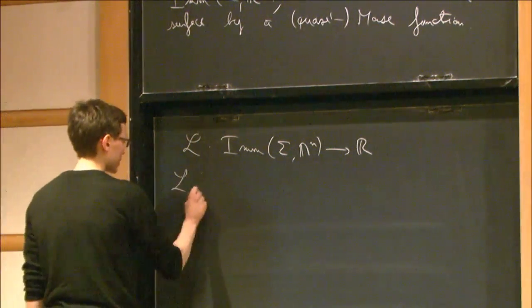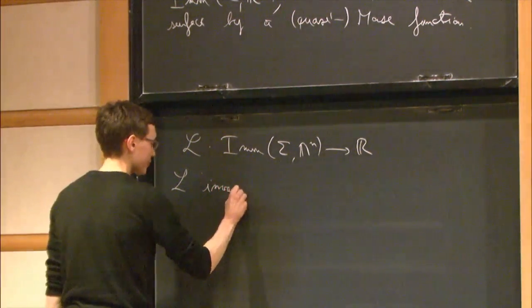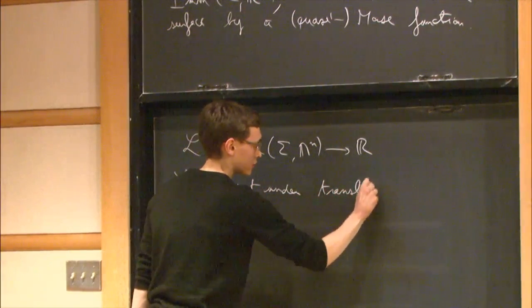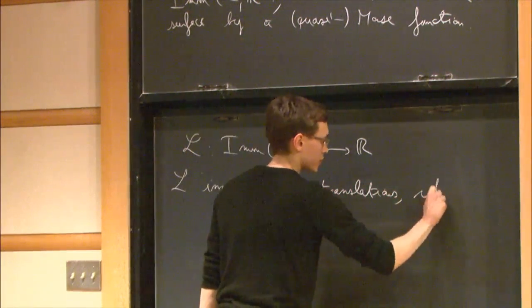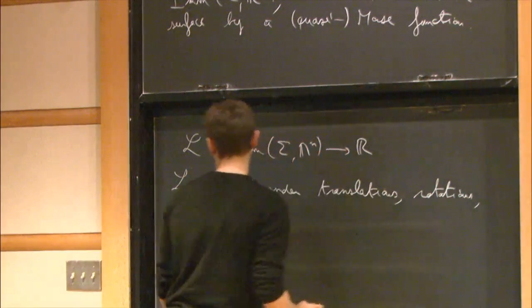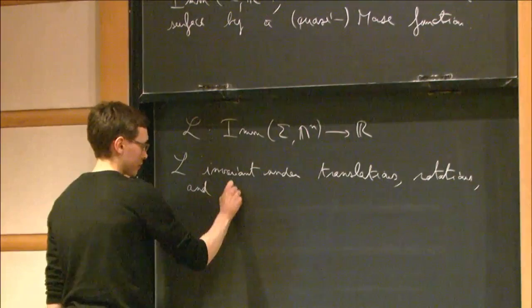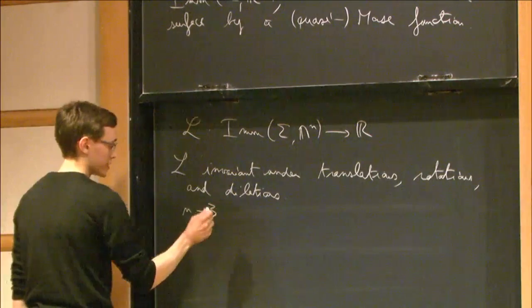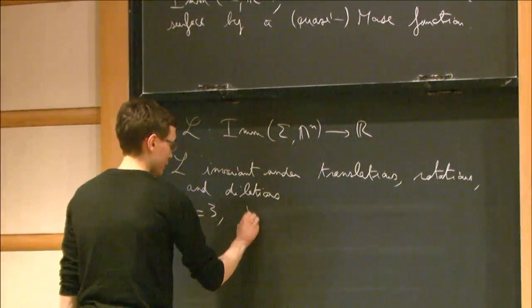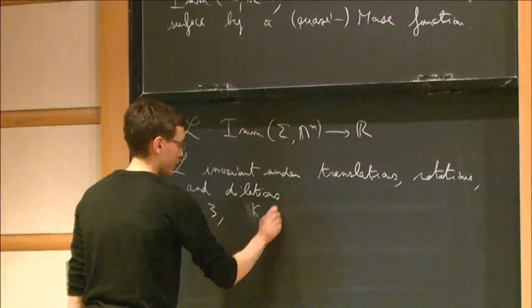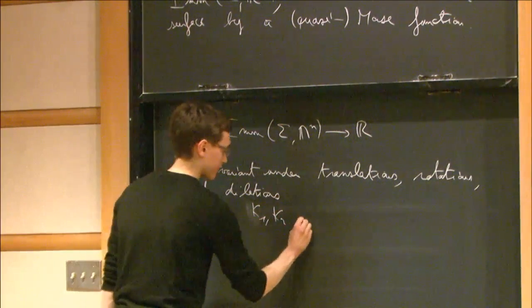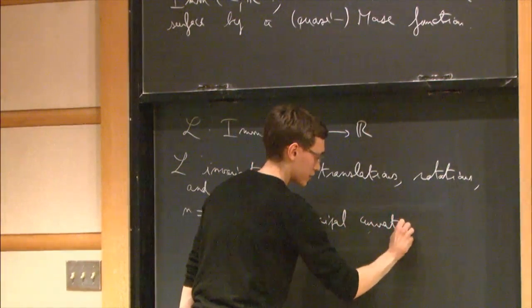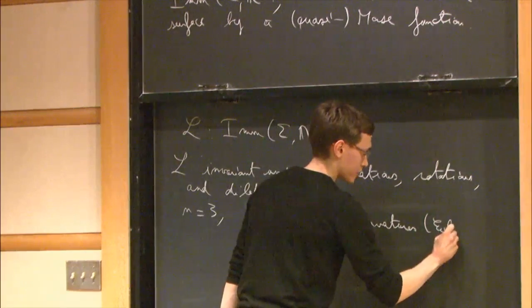So we're looking for L to be invariant under translations, rotations, and dilations. Now if I assume that the ambient dimension is equal to 3, then you can define the principal curvatures k1, k2. I think it goes back as far as Euler.